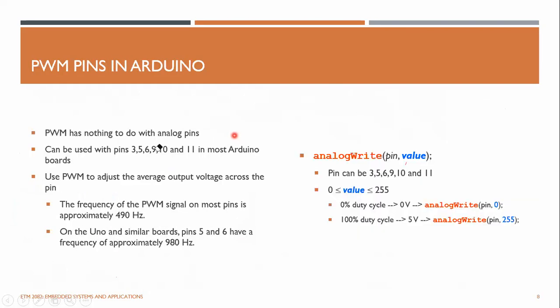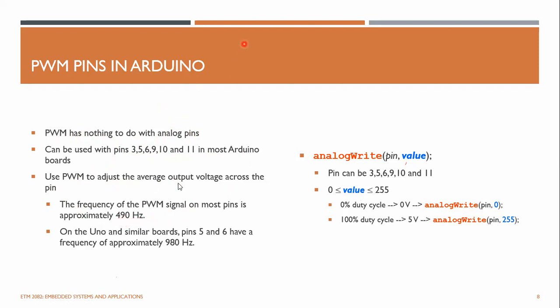Okay, right. So if you use an Arduino board, you can generate these PWM signals using the PWM function. PWM has nothing to do with analog pins, right? There are some dedicated pins for PWM, pin number 3, 5, 6, 9, 10, and 11 in most Arduino boards. So you can use the PWM to adjust the average output voltage across the pin. The PWM frequency in most pins is 490 hertz.